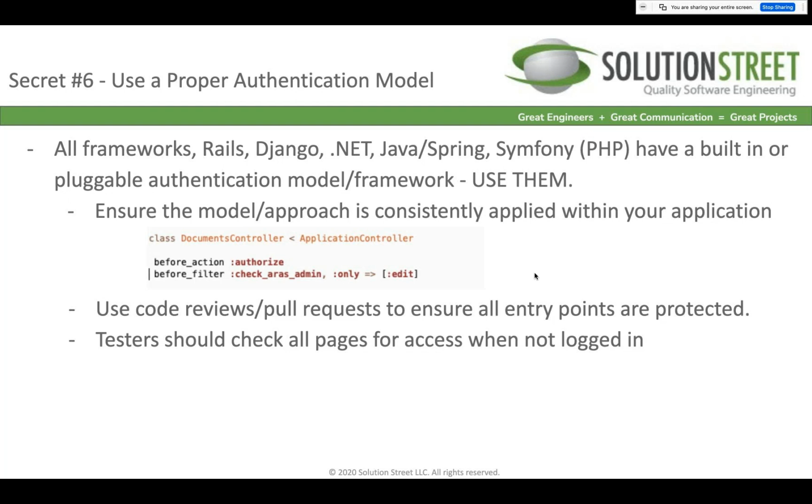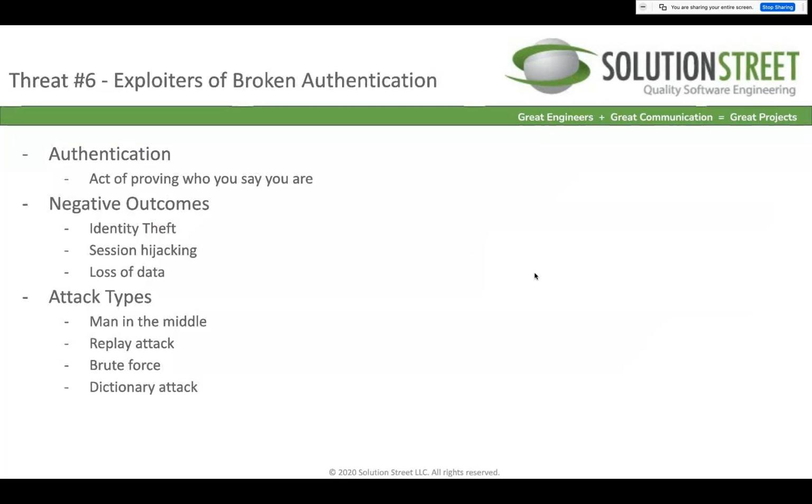It's easy enough. Anybody could write a new access point to your server, whether it's a function or a controller. And if they don't protect it, now that's a way in and they may have access to any sort of data.